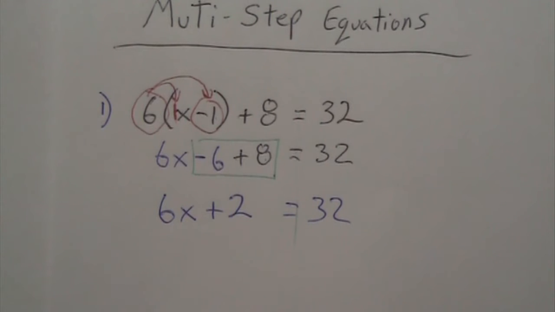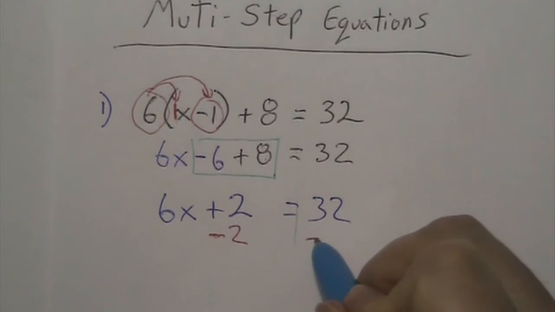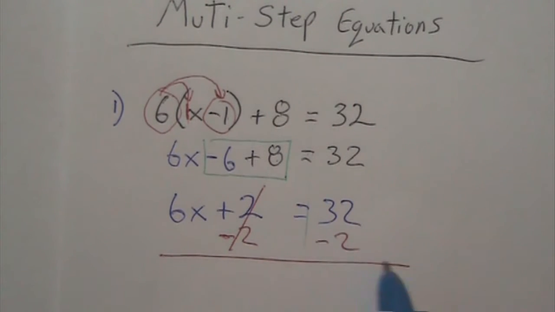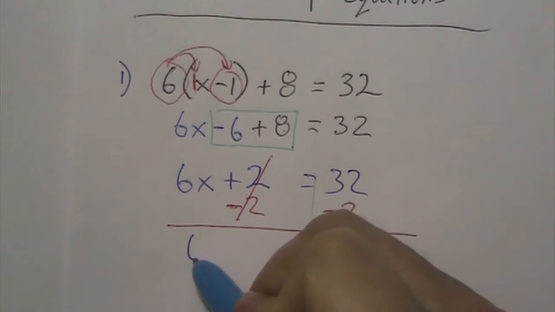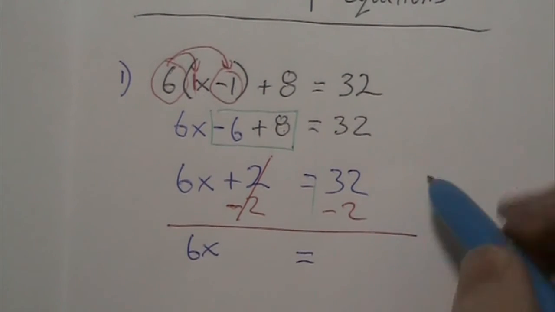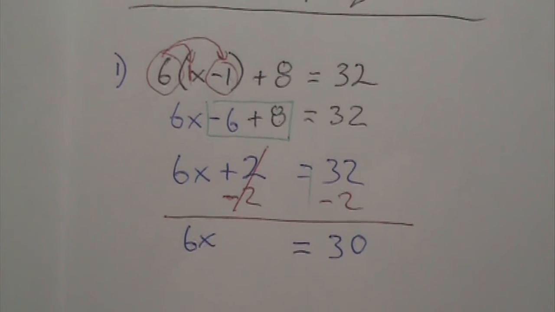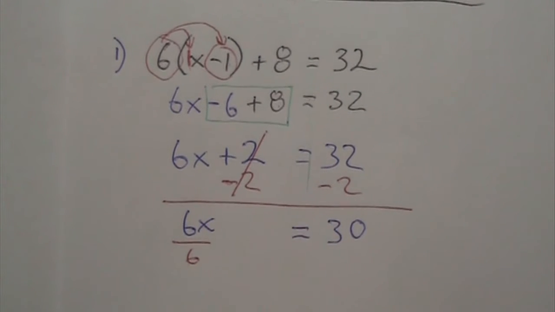2-step problem. So our next step is to get rid of the constant, right? That's positive 2. I will subtract 2. So I'm trying to make this 0. That's 0. I'll bring down 6x. Bring down the equals. 32 minus 2 is 30. Now you can see your answer, but in case you cannot, to get rid of the 6, to eliminate it, you would need to divide by 6.